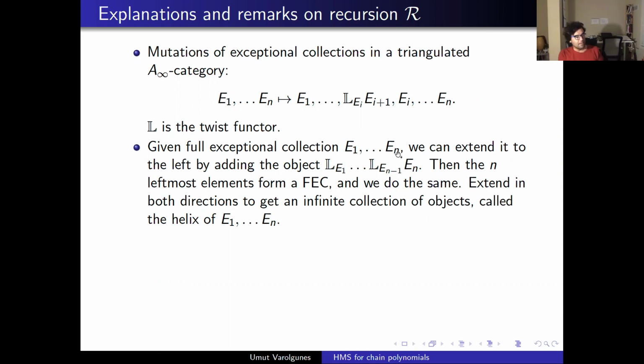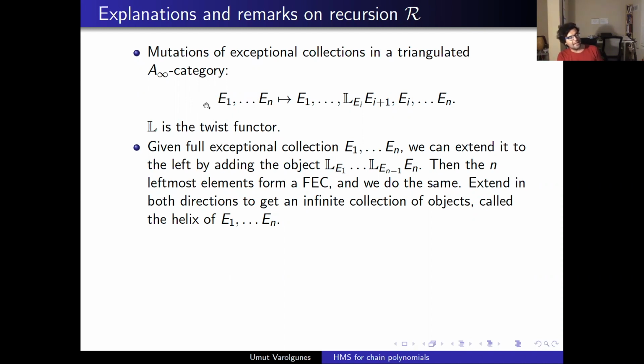Then, starting from this, I can extend it to a collection of n+1 objects by moving the rightmost object all the way to the left. The ones that it moved over stay the same, and it comes all the way here, and then it becomes this object. So now I added one more object here.